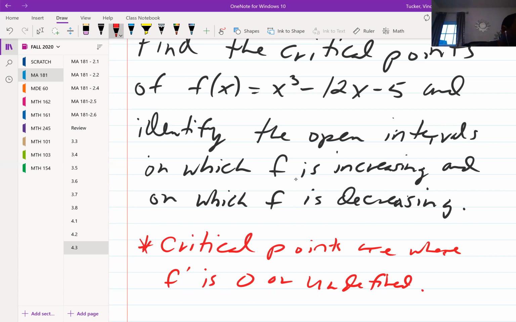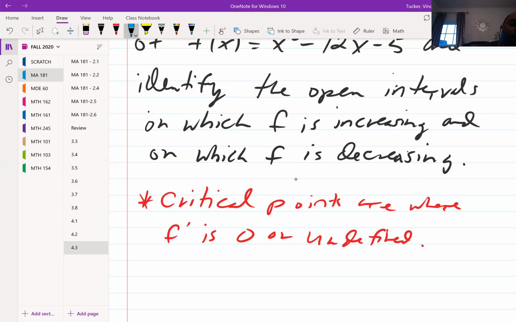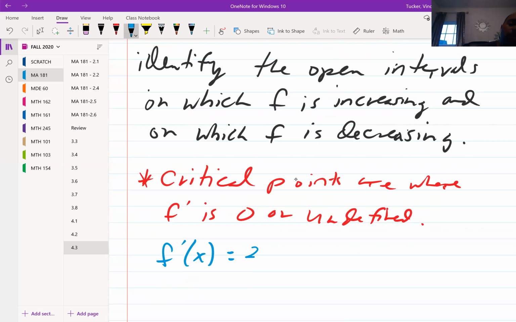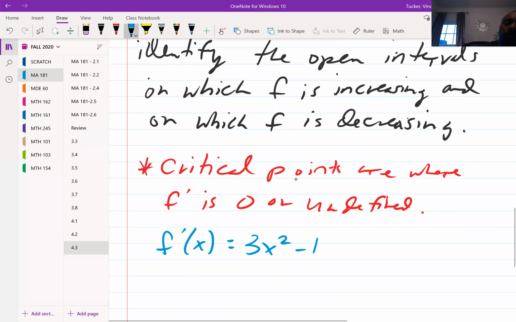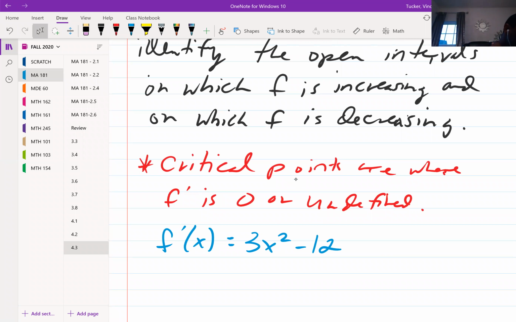So we want to figure out where f prime is 0 or undefined. First thing we need to do is figure out what f prime is. So that x cubed will turn into 3x squared, and that 12x would just be 12. And of course, 5 is a constant, which goes to 0.